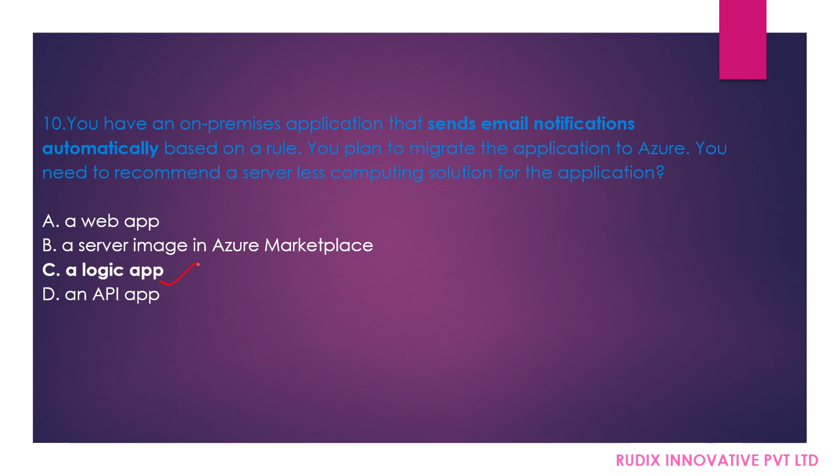Logic Apps support integration with various services, including email services like SendGrid or SMTP, making them suitable for automating email notifications. Therefore, recommending a logic app as a serverless computing solution for this application migrating to Azure aligns with the requirement for automating email notifications based on rules while leveraging serverless capabilities. So automatic email notifications can be sent based on the Azure rule, so we can use that. For this question, we can recommend logic app as the solution.